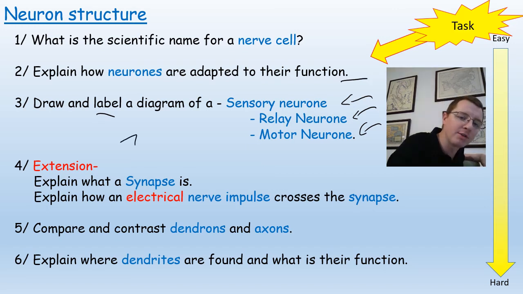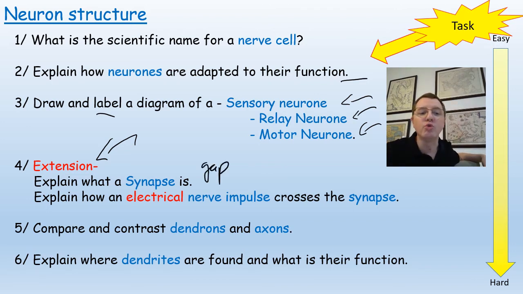So what about the extension questions then? So what's a synapse? Well, really simply, a synapse is a gap between 2 neurons. How does an electrical nerve impulse cross the synapse? Well, we should say that the electrical nerve impulse stimulates vesicles carrying neurotransmitters to fuse with the cell membrane to release the neurotransmitters into the synapse so that the neurotransmitters will diffuse across the synapse and bond with receptors in the next neuron, creating a new electrical nerve impulse.